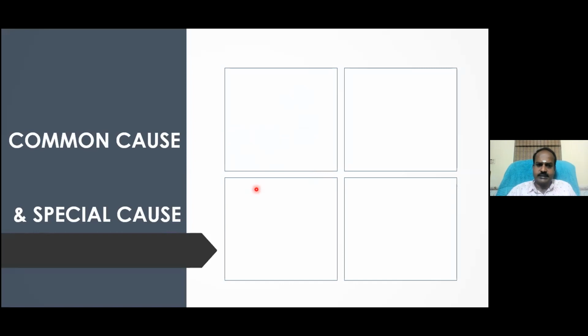So let's understand the difference between common cause and special cause. See, imagine, I think all of you daily go to the office from your house. Am I right? Nobody stays in the office. You come to your house and then every day you go to your office. Am I correct? Definitely. So let us say you use a two-wheeler to reach the office.